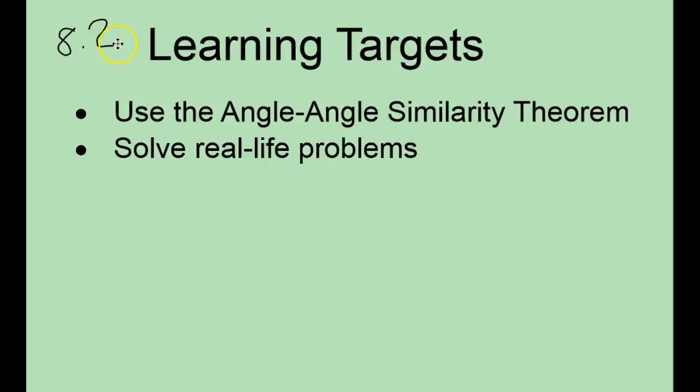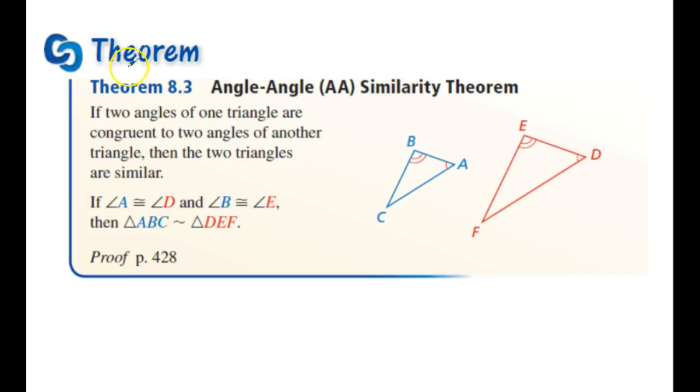Right, here we're looking at section 8.2, and our learning targets for the section are we're going to use the angle-angle similarity theorem, and then we're going to solve some real-life problems. So let's figure out what the angle-angle similarity theorem states. What it really says is if two angles of one triangle are congruent to two angles of another triangle, then my two triangles are similar.